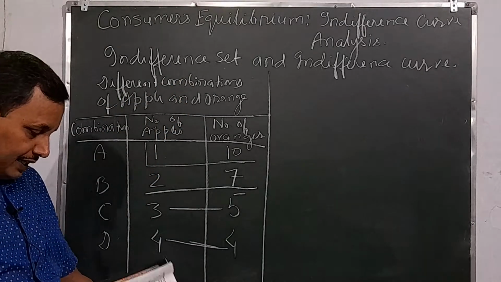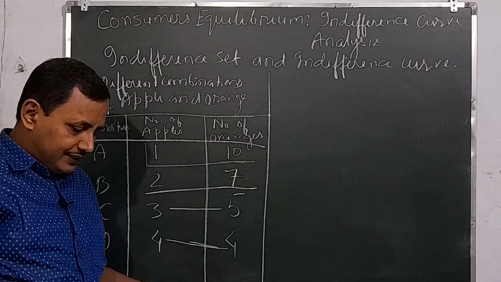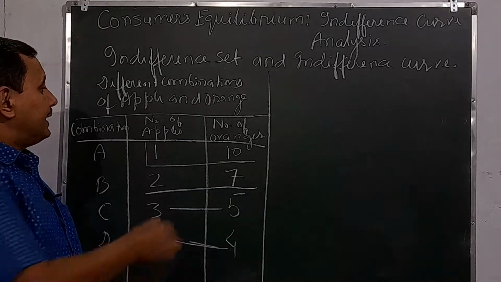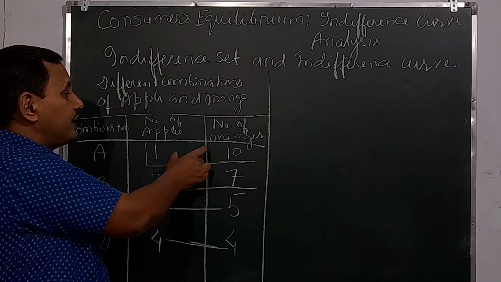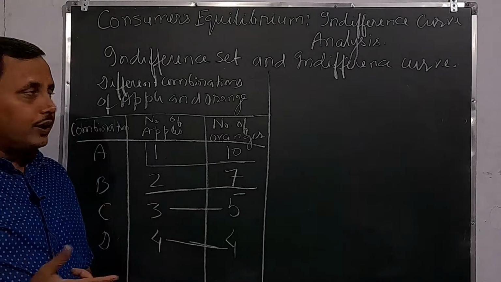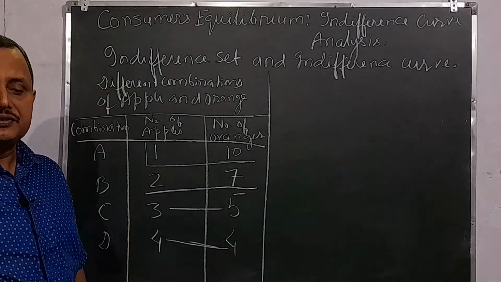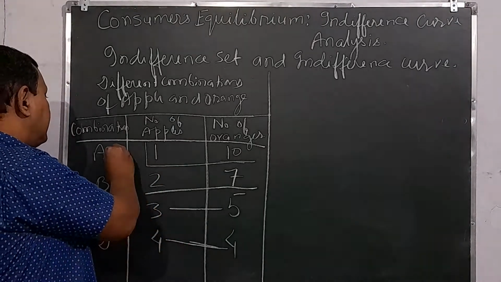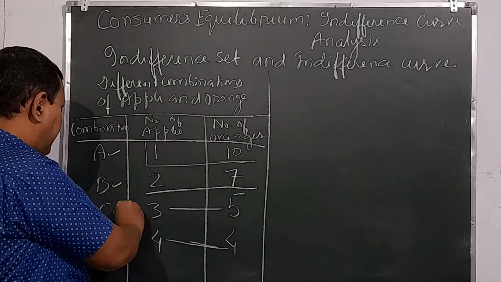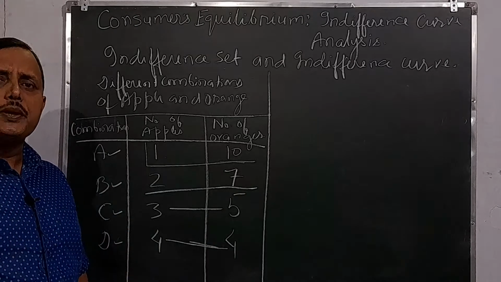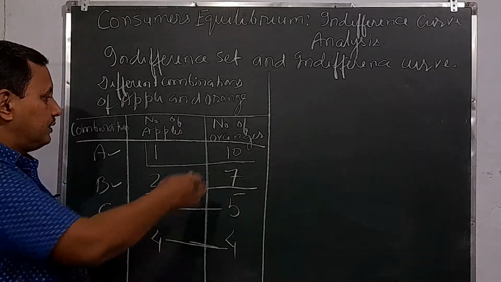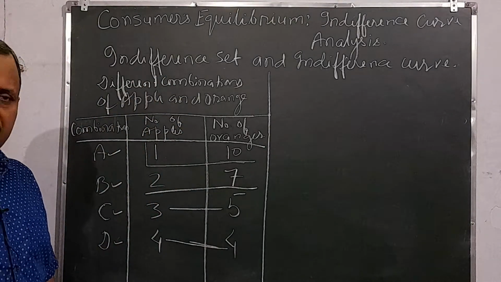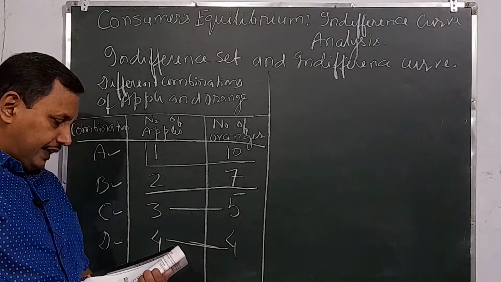So how do we define the indifference set? The indifference set represents combinations of two goods in a manner that the satisfaction or utility derived from the consumption of each set is equal. So the consumer is indifferent. It doesn't matter whether he is consuming combination A, B, C, or D. All combinations give him equal satisfaction, and therefore this set is known as the indifference set. Clear? So we have seen the indifference set.